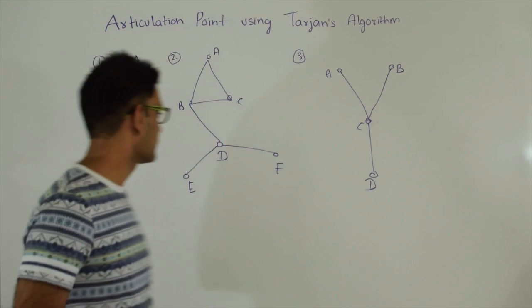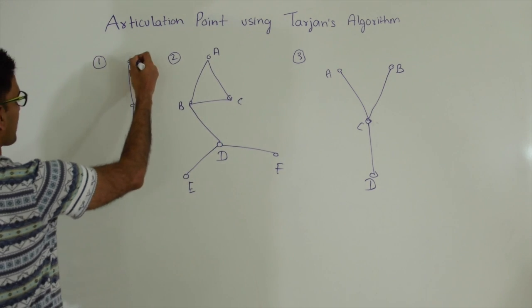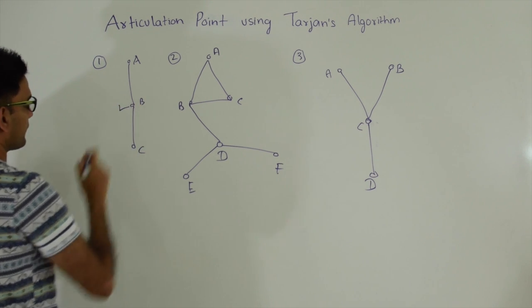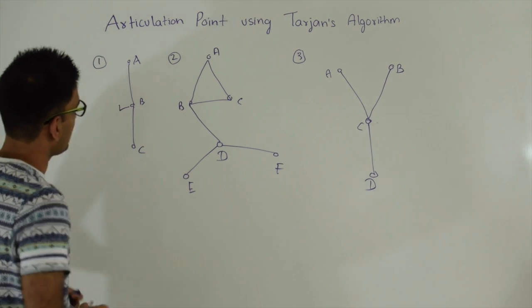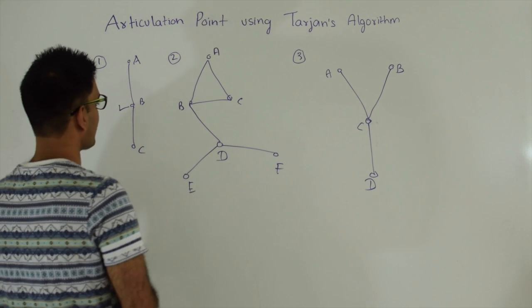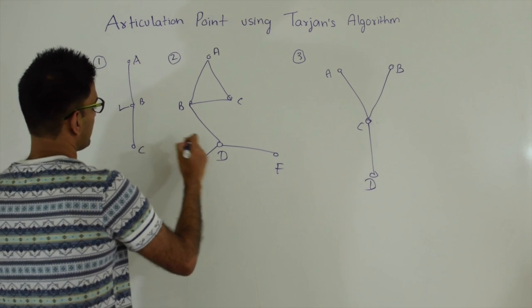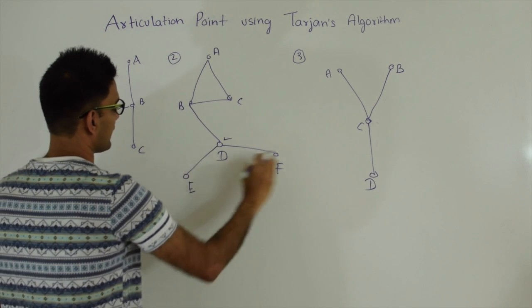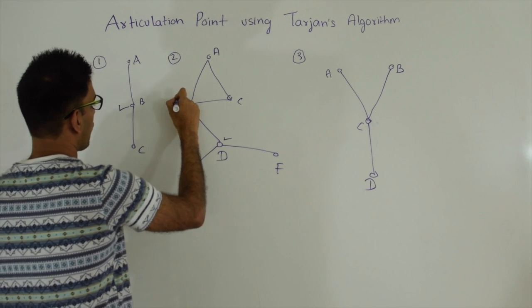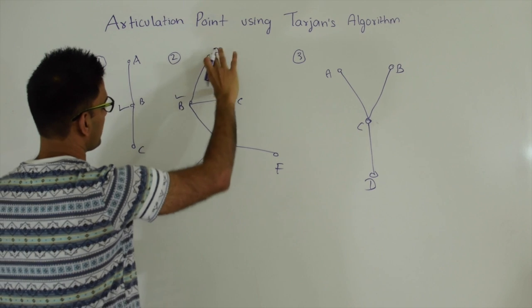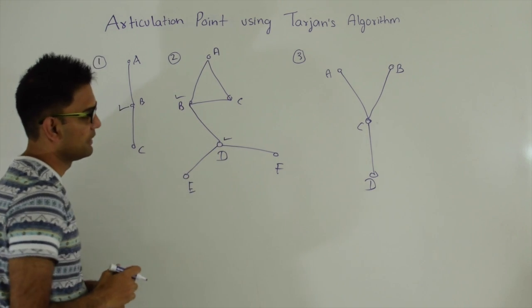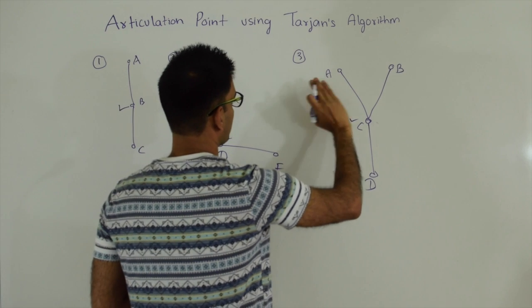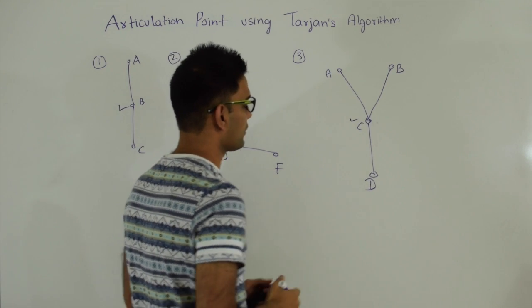Let's look at a few examples. So here I have a graph A, B, C. Here my articulation point is B because if I remove B, it disconnects A and C. In this example, my articulation point is D. If I remove D, I have three components left: A, B, C, E and F. And another articulation point is B. If I remove B, then I'm left with A, C and E, D, F. And in this example, my articulation point is C. If I remove C, I'm left with A, B and D, three different components.